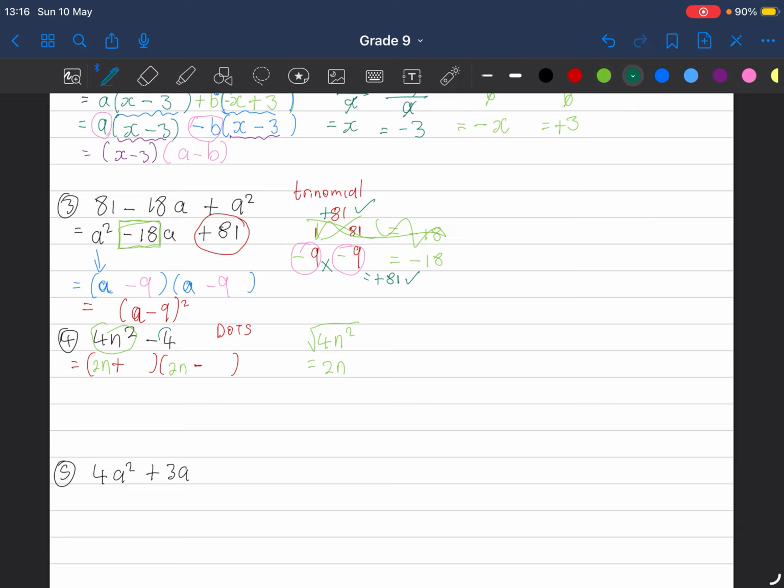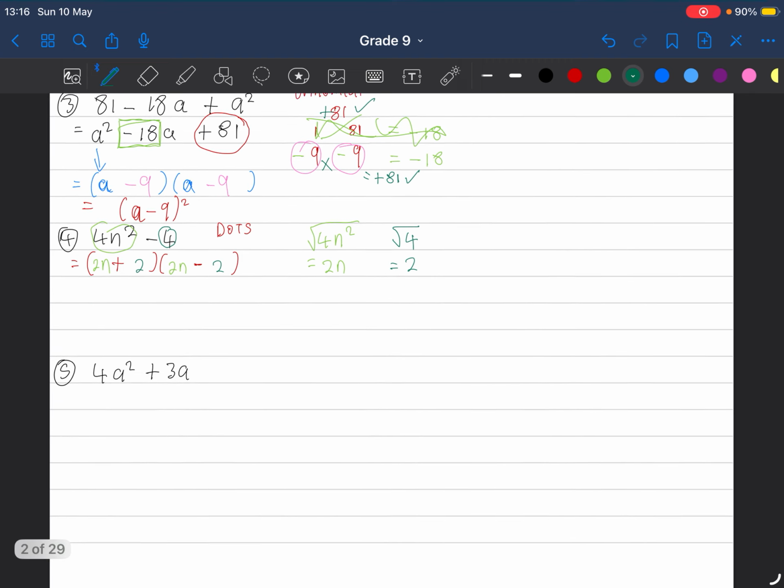Then I'm going to square root the second term. We don't need the sign at this point, so the square root of 4. The square root of 4 is 2, and this is going to go into the second position of both those brackets. And that's done. So DOTS is done.